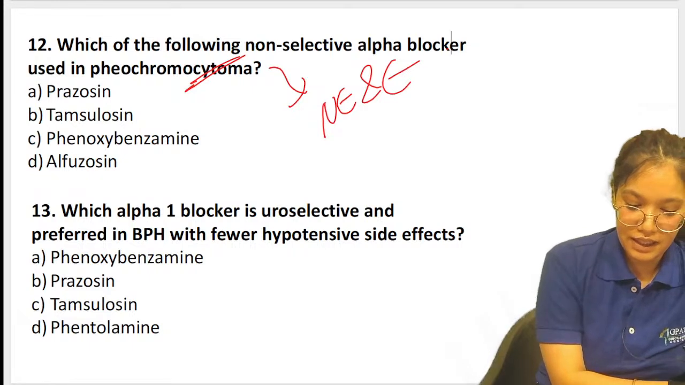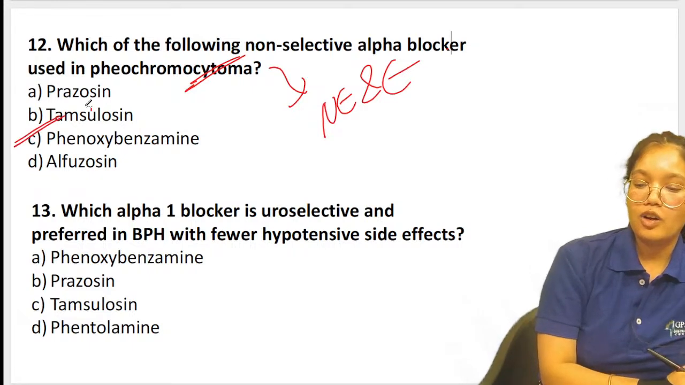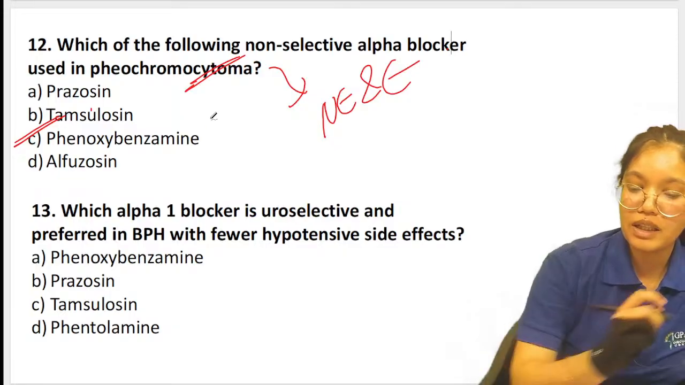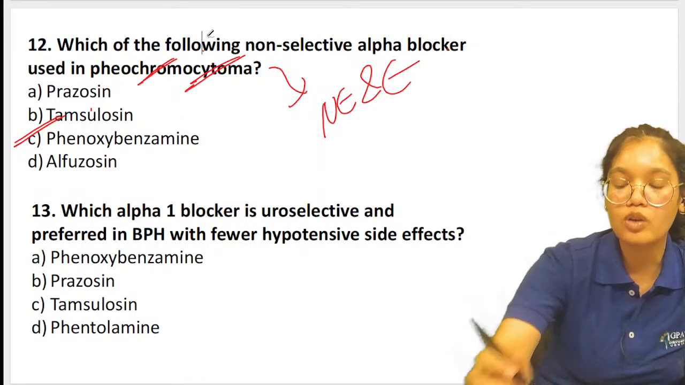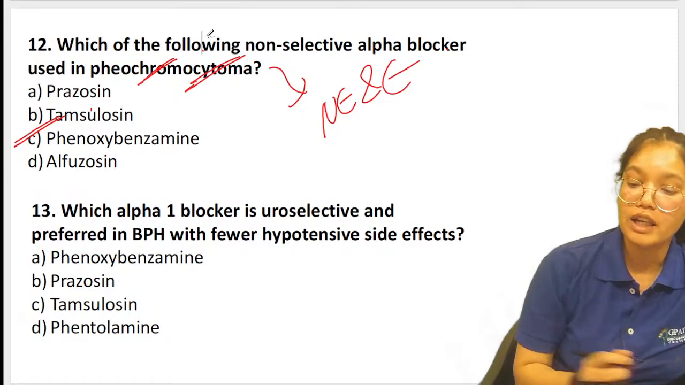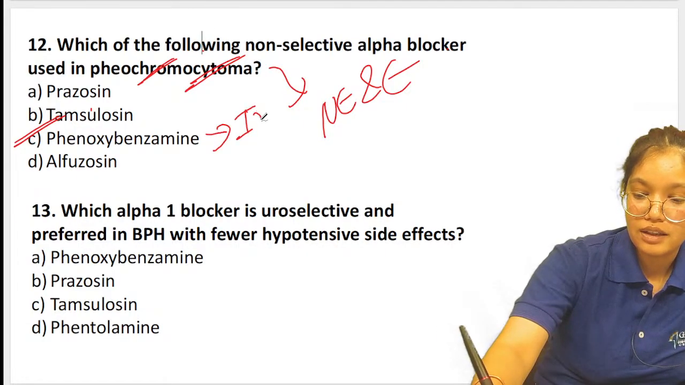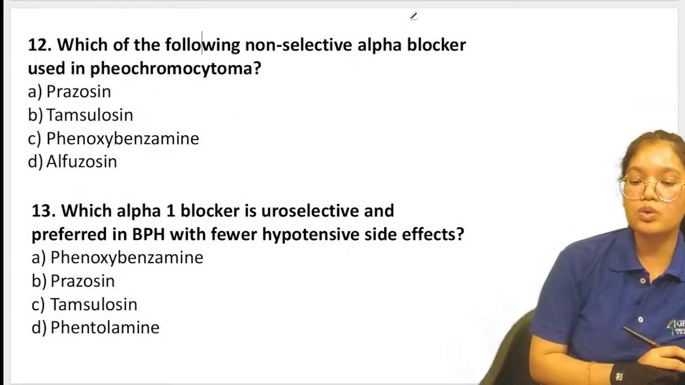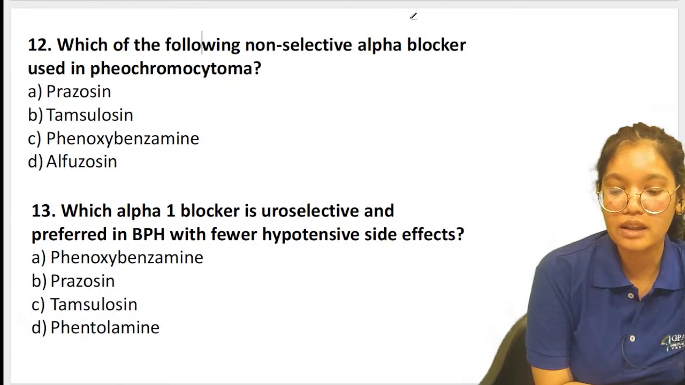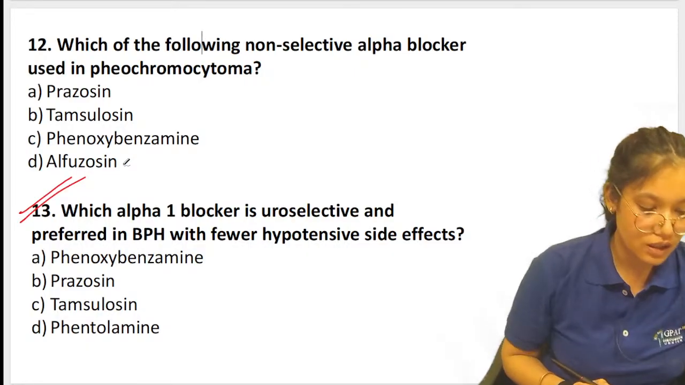Yes, the C is the right answer, the phenoxybenzamine. Okay, the phenoxybenzamine is the non-selective alpha blocker that is used in the pheochromocytoma. Irreversibly it binds to the receptor. Okay, the phenoxybenzamine.